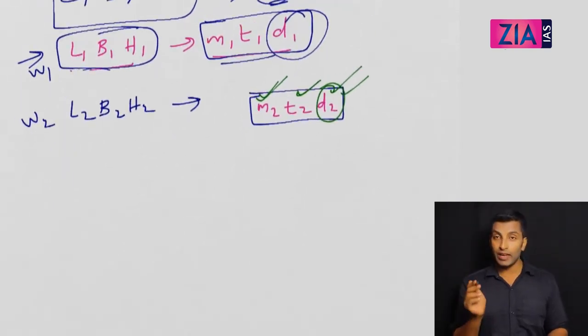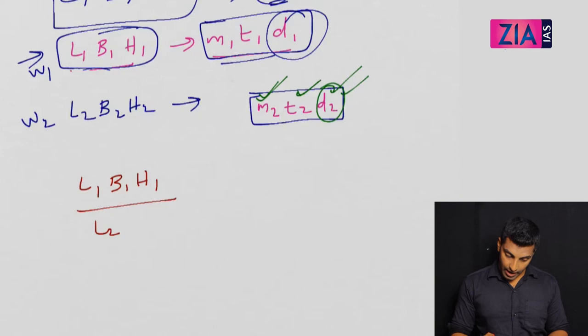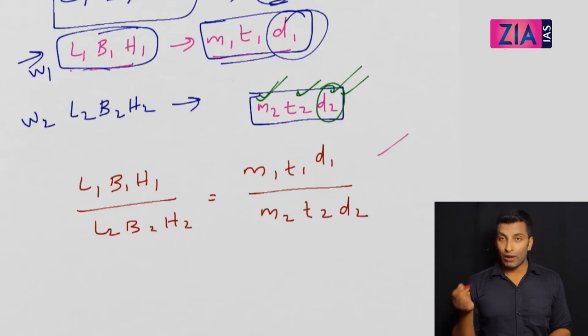So what we need to understand here is that you need to equate the work. Just remember, there is nothing to remember. L1, B1, H1 divided by L2, B2, H2. So basically W1 by W2 is equal to M1 T1 D1 divided by M2 T2 D2. Now one of these will be unknown. Even if I want, I can keep any of these as unknown. So one of these will be unknown.